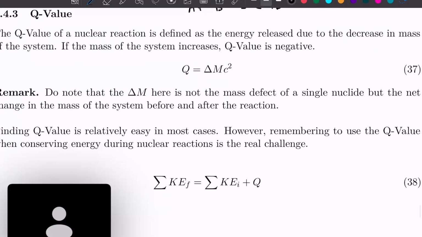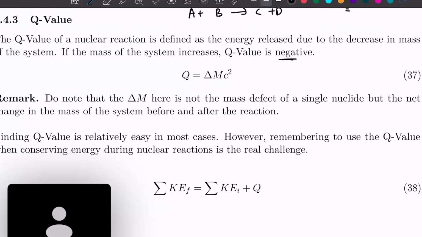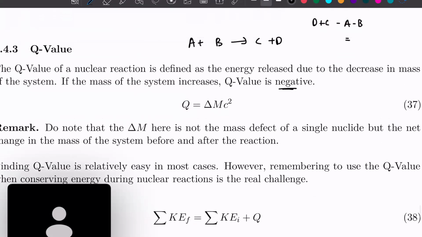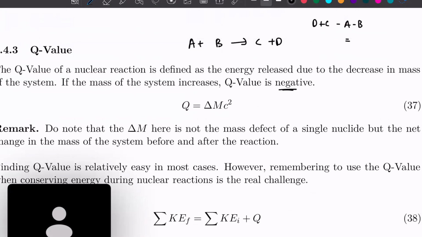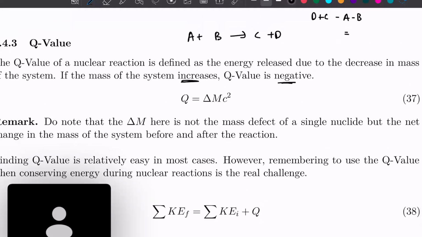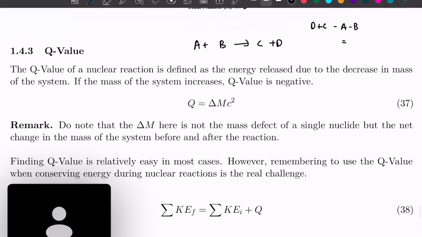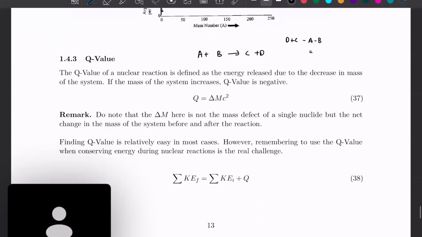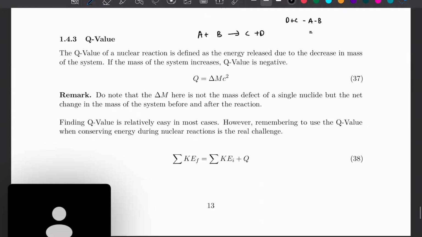Correct. If the Q value is negative, that means energy is absorbed, which is why the system's mass has increased. Whereas if the mass of the system decreases, then your Q value would be positive, meaning energy is released. So Q is basically the energy release.